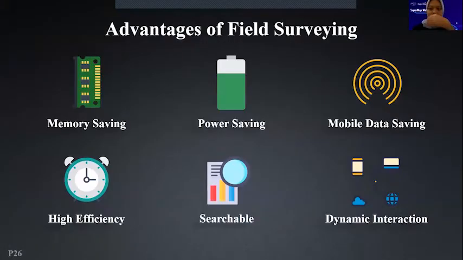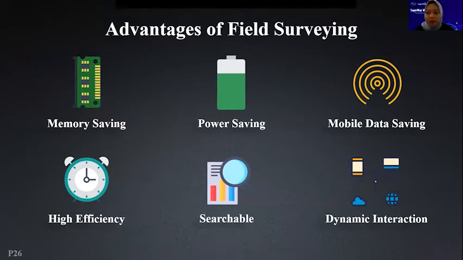So based on the slides I explained before, I guess we all have the idea of the advantages of field surveying by mobile applications. If we use the offline method, we can achieve power saving and also mobile data saving. But if we use the online method, we can achieve memory saving and dynamic interactions because we can sync the data every time the data is updated. And we can also achieve high efficiency if we use the mobile app for field surveying.